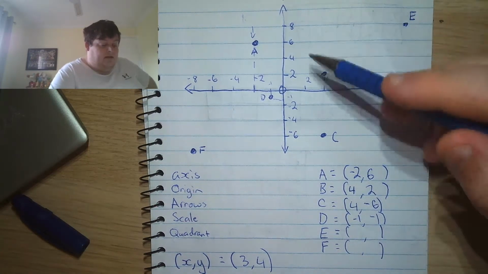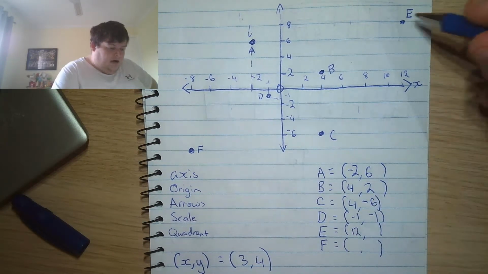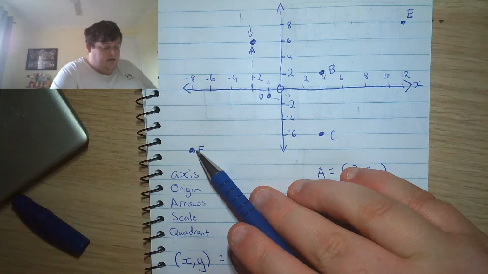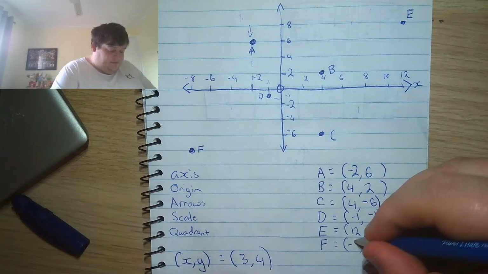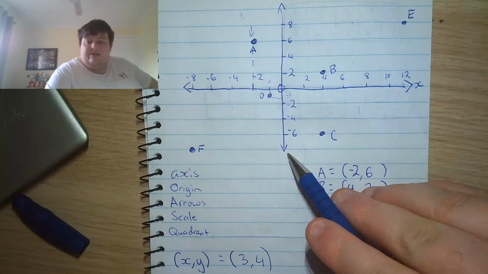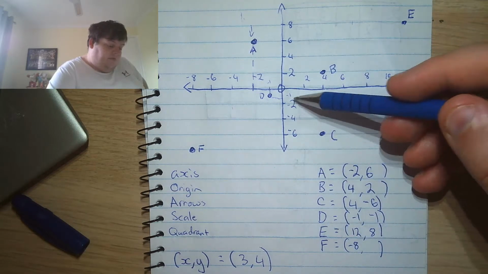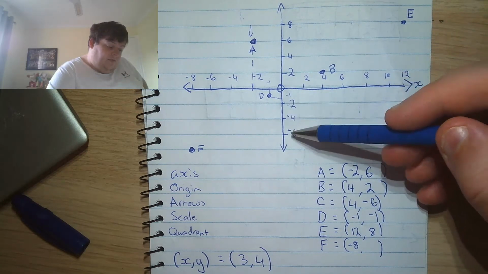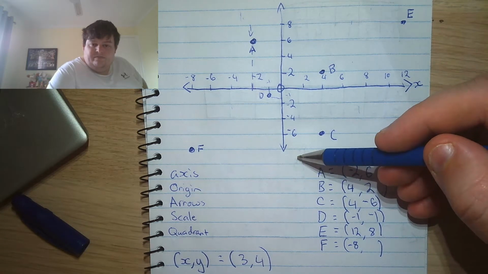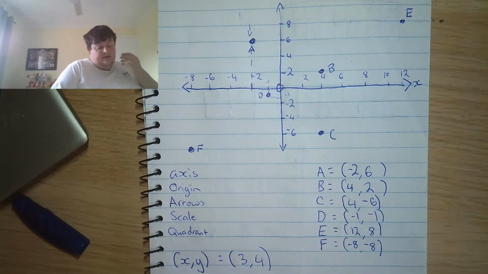Alright, so E should have had x is 12, y is 8. And F should have had x is -8, and y is, well, y matches up when there's nothing there. So how would I figure out what that is? Well, from the tick mark you can see that it would be roughly 8. It's another 2 below this. So we should have got -8 and -8. You did that, good job.